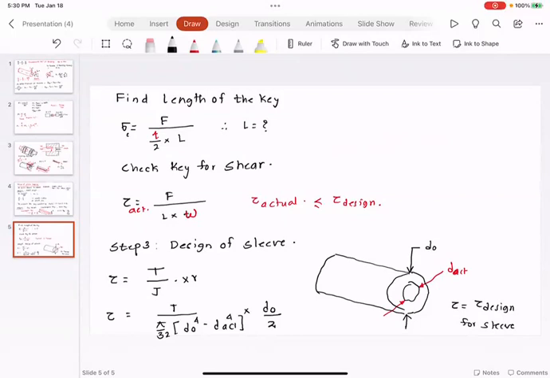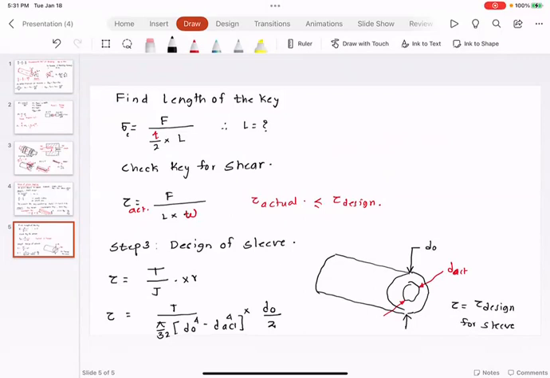Can you see that in this equation that I have written, tau is given to you. T we already know from step 1. The d actual value is calculated. So the only unknown in this equation is d outside. Do you agree with me?